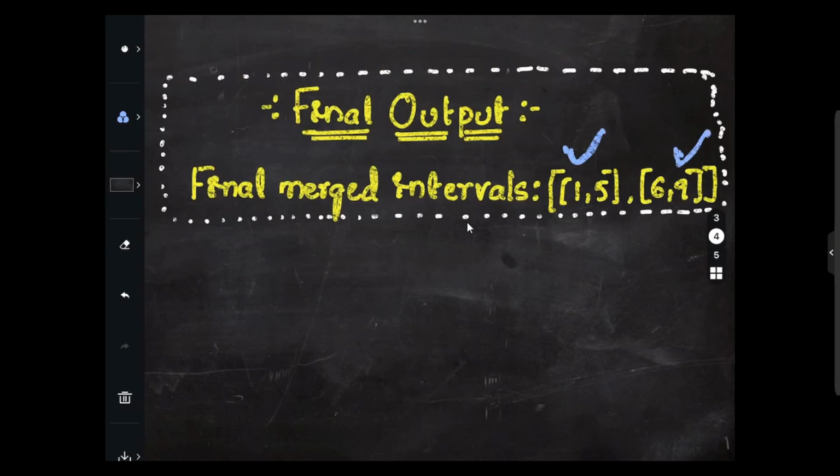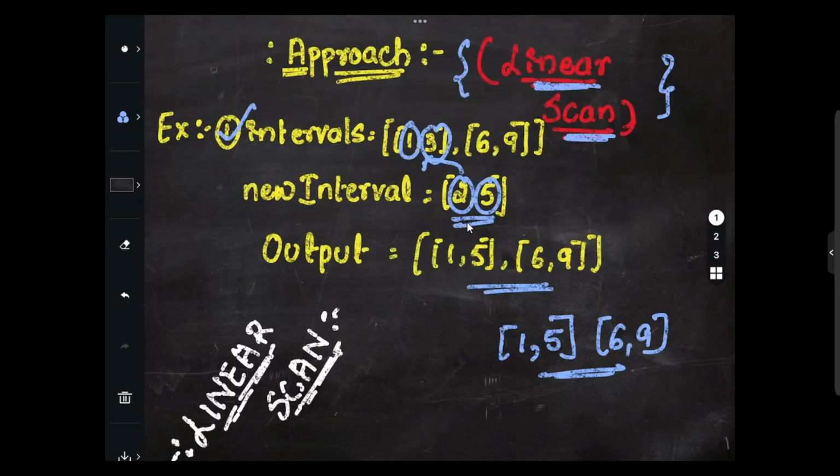So next, the final merged intervals will be [1, 5] and [6, 9], right? The output that we got here is [1, 5] and [6, 9], which is equivalent to the output that they have given for example 1 in the question. So the approach works absolutely correctly in this case.